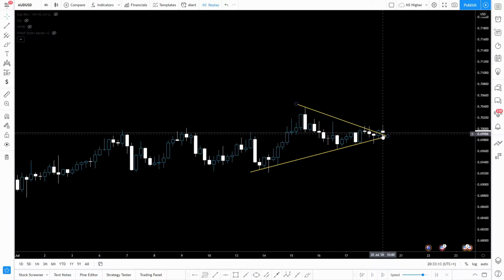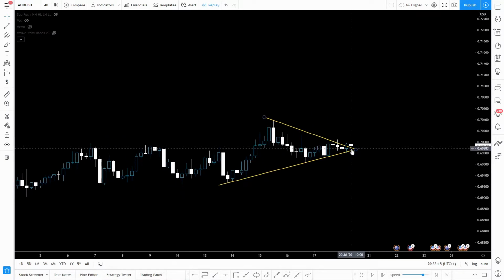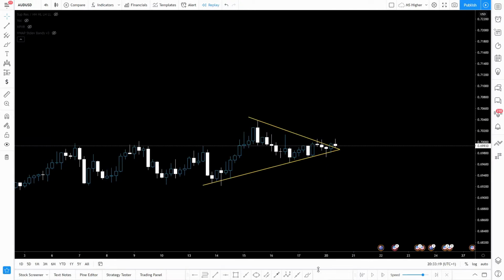See that? Retested right here. Broke, retest. This is your entry point. It is right here. Yeah. So your entry point is right there on that. Stop loss, probably just underneath here. We don't expect it to come down this side. Well, anything can happen, but based on probability, this was a bullish wedge, right?